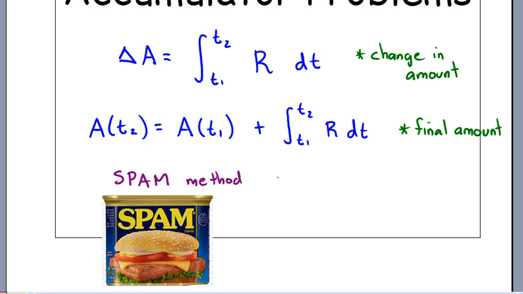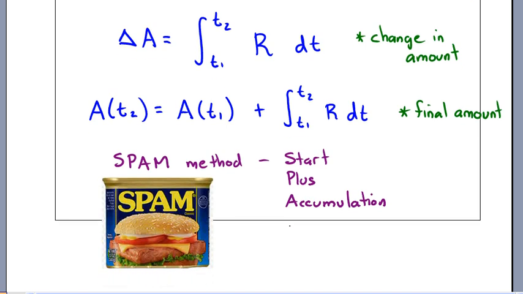And that's going to stand for start, like how much water did you have in there at the beginning, plus, don't forget to add on the new water, the accumulation of the new water. So we'll call it the start plus accumulation method. We'll just say, oh yeah, you just have to spam it, right? If you're going to actually find out how much water is in there in the end.